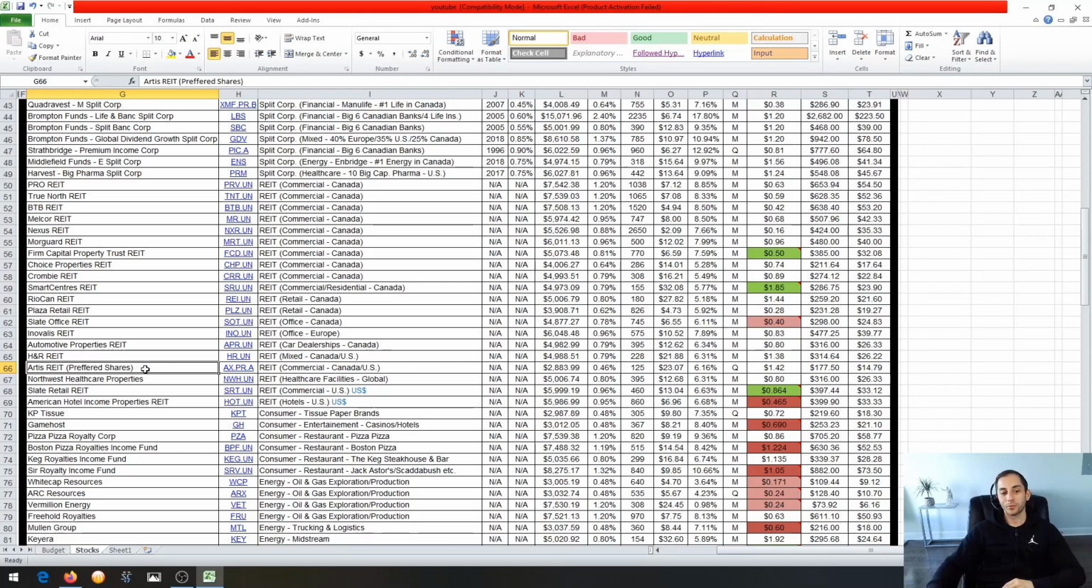Just wanted to see how it would be owning individual company preferred shares, because the yield was a little bit more than the REIT itself. So I'm getting about 6%. The only thing with the preferred shares here, you're not getting it monthly, you're getting it quarterly.